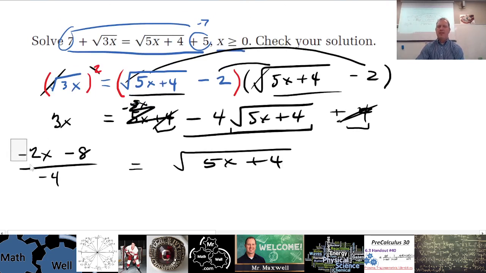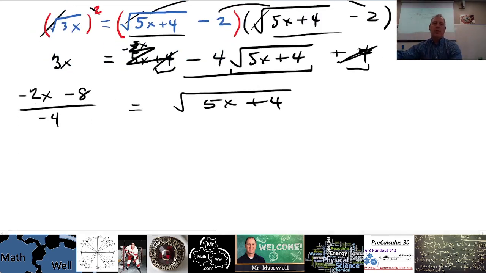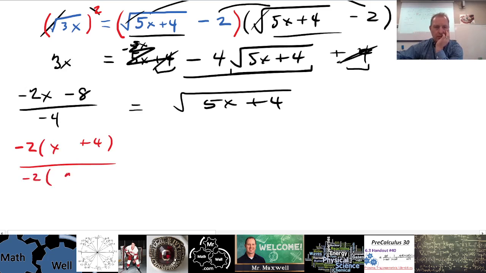And now this side I would like to simplify, because you've got a lot of negatives there. You've got a common factor, so I could pull a negative 2 out of the top, and that's going to be x plus 4. And I can pull a negative 2 out of the bottom, right? So those can go. So I've got x plus 4 over 2. Does that look good? Divide everything by negative 2. All right, so that's the simplified version of this over here.